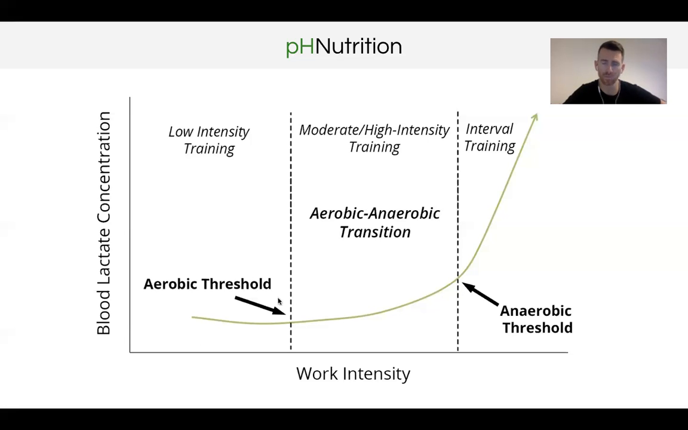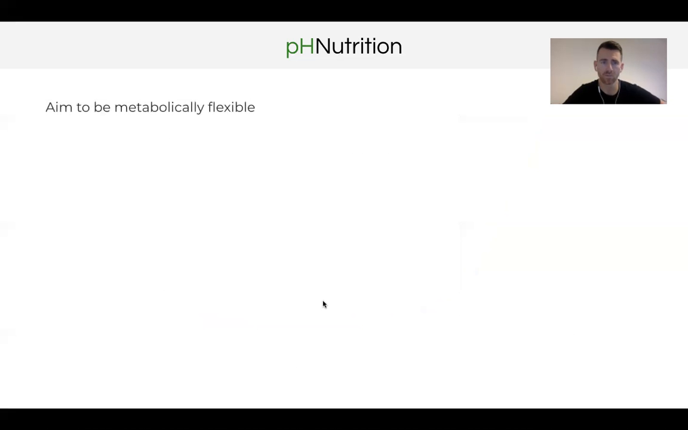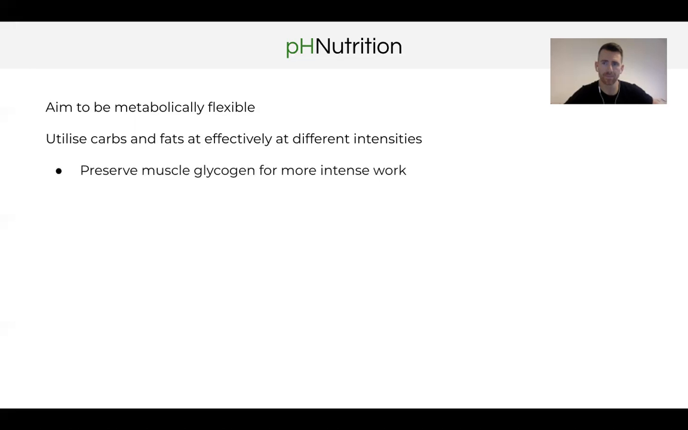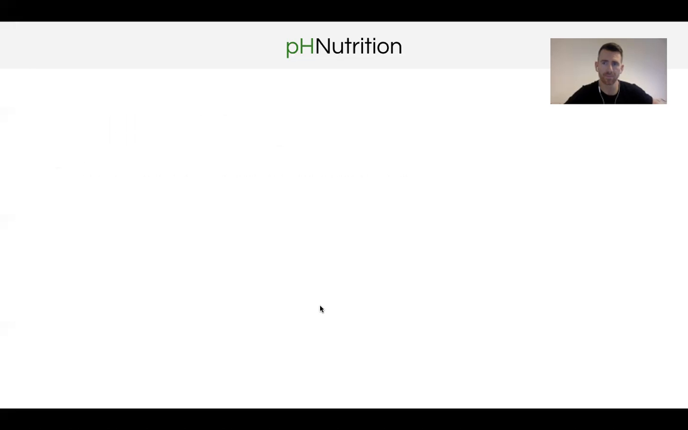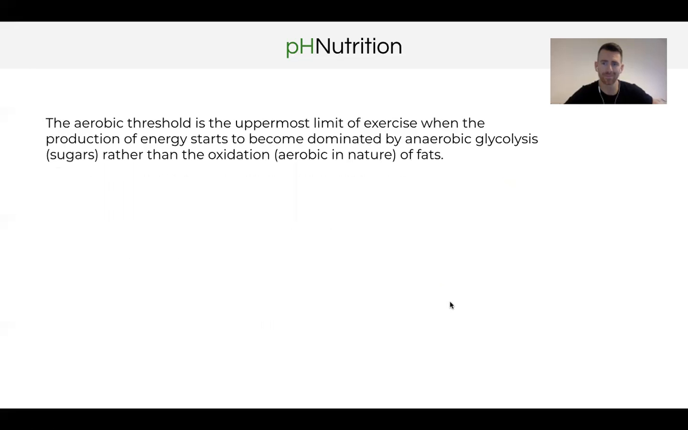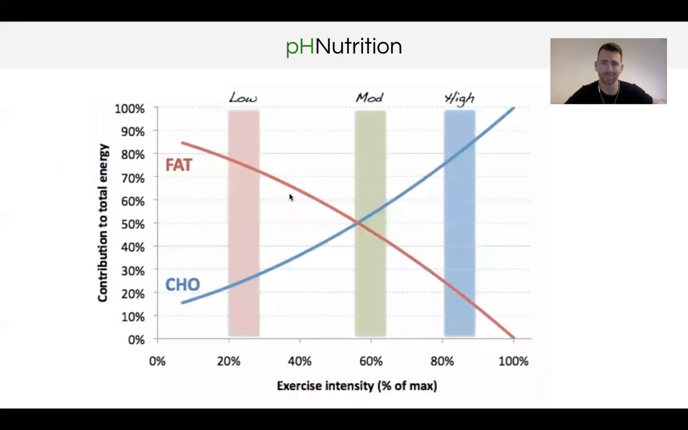We need to be doing this aerobic work, because the goal from a nutrition point of view is to be metabolically flexible. Now, this isn't just some weird nutrition term that we're chucking at you. It's basically the ability to utilize carbs and fats effectively and efficiently at different intensities. Going back to what Tom said, if I just go back to that slide, we don't want to be utilizing carbohydrates at very low intensities.